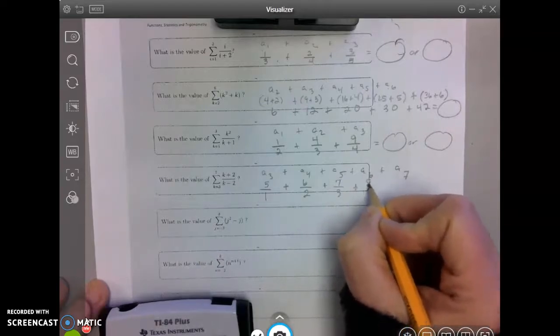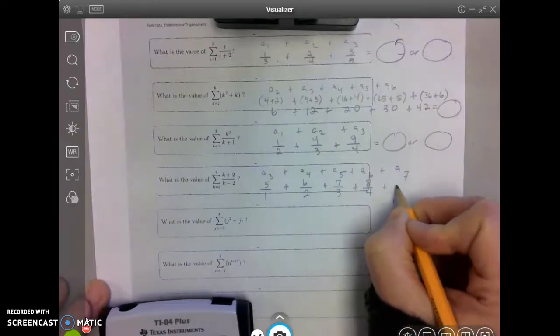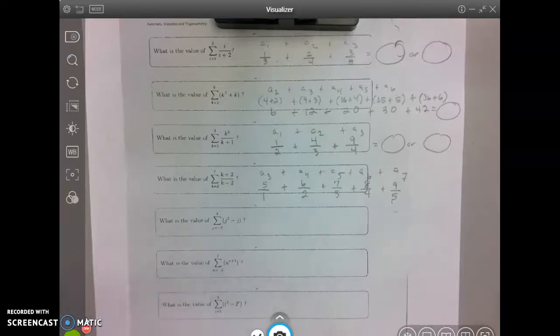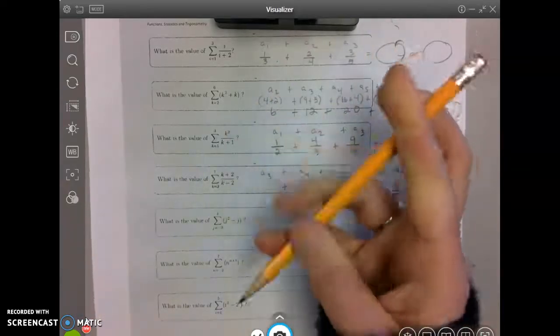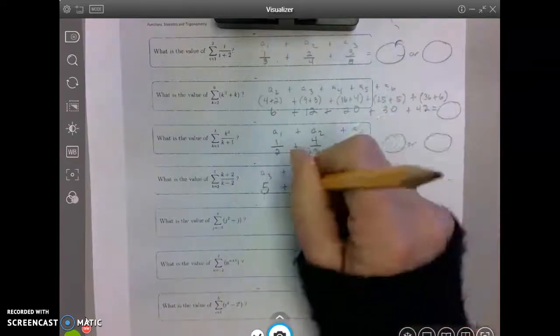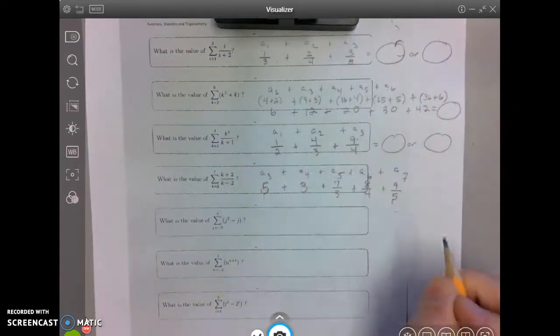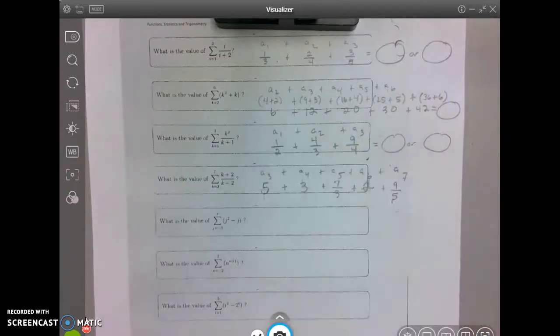6 plus 2 is 8. 6 minus 2 is 4. 7 plus 2 is 9. 7 minus 2 is 5. So some of these I can kind of change right away. I know that this is just 5. I know that this is just 3. And I know that this is just 2.